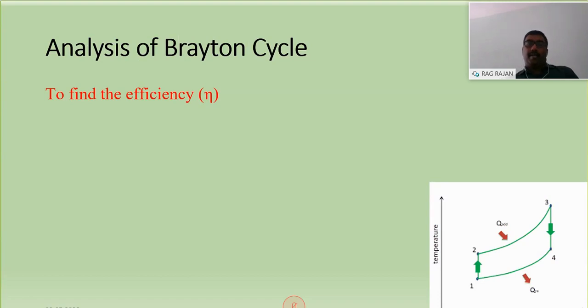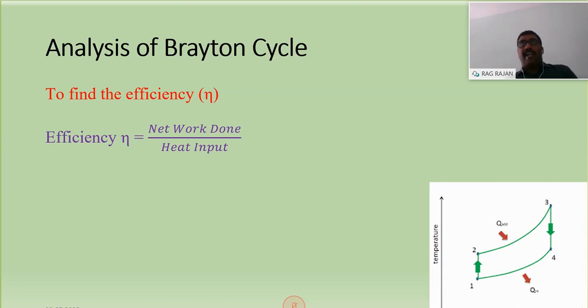Next, we have the analysis of the Brayton cycle. As in every analysis, we have to find the efficiency of the system. How to find the efficiency? Normally, for any system, output by input is the efficiency. Here the output is not the work produced by the gas turbine alone, because the turbine produces energy but part of it is consumed by the compressor. So the difference between these two is the net work done.